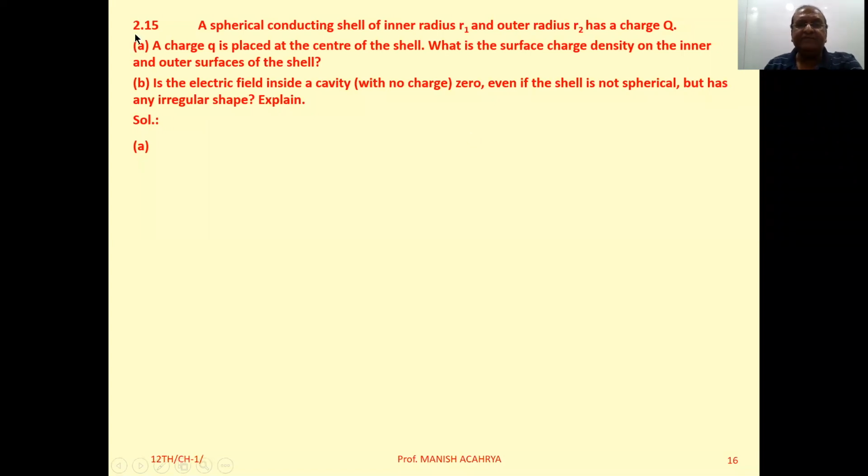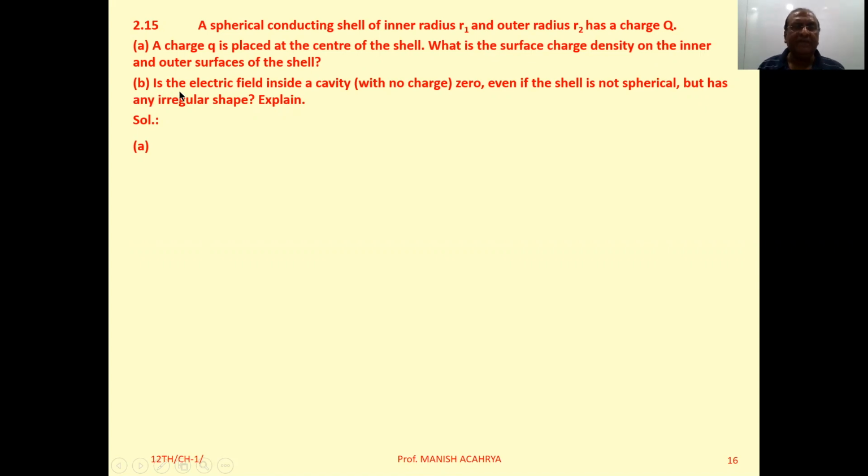Example 2.15. A spherical conducting shell of inner radius R1 and outer radius R2 has a charge Q. Question A. A charge small q is placed at the center of the shell. What is the surface charge density on the inner and outer surfaces of the shell?